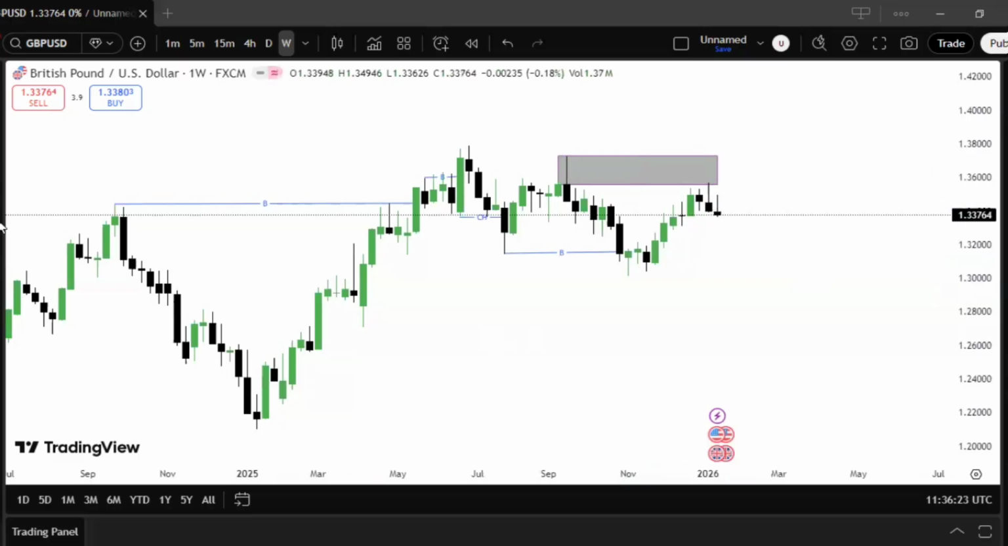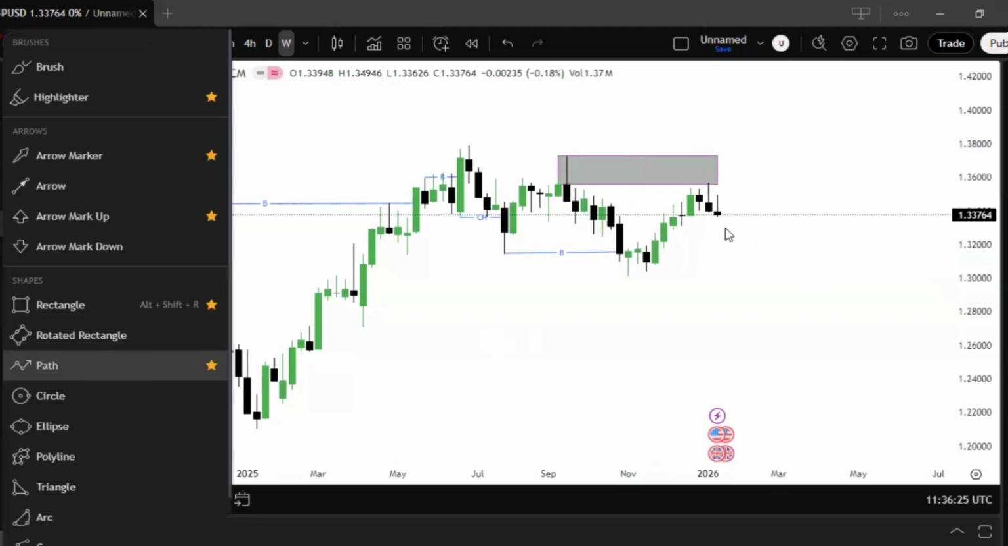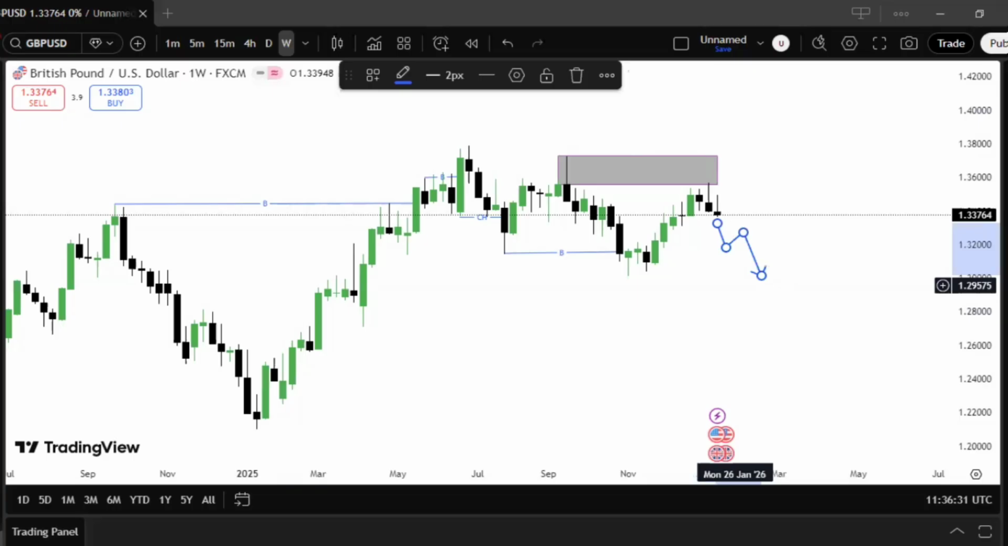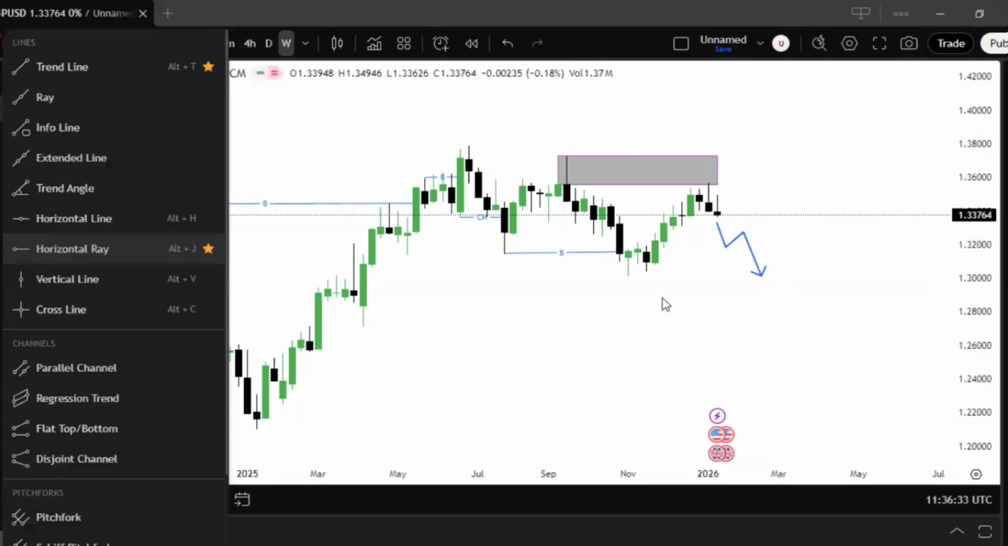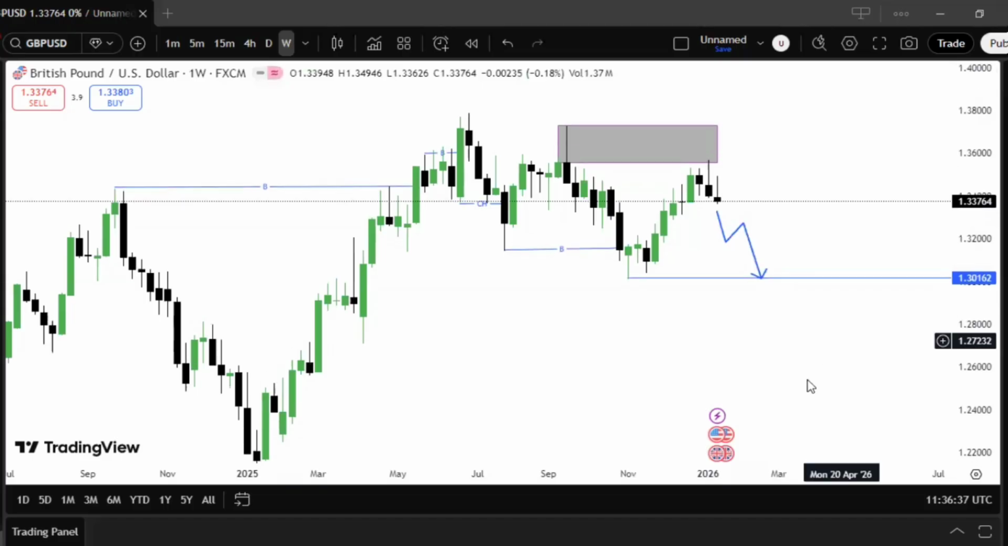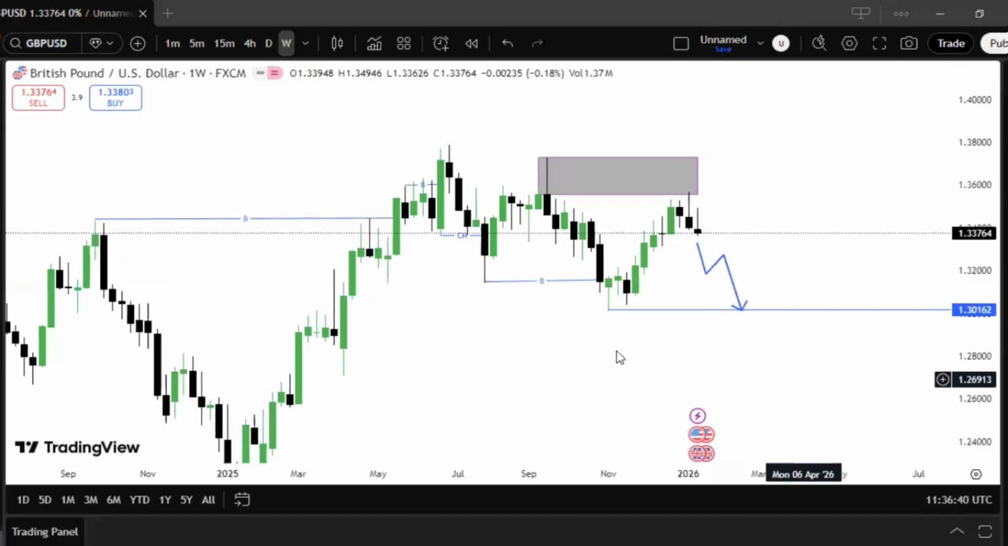So here, let me look for my path tool. We can look for a sales target on this low point, guys, because it's good to sell on this point. We can target this low point. Simple, guys, as you can see. So we are bearish on weekly. We can look for a sales target on that low point.